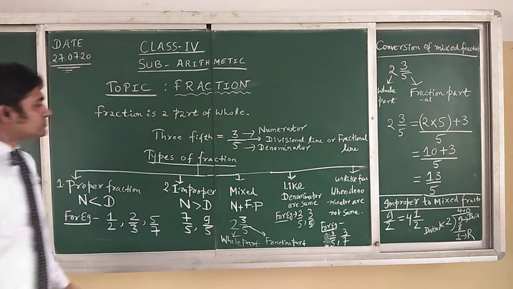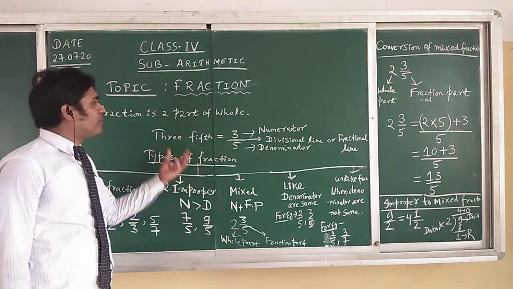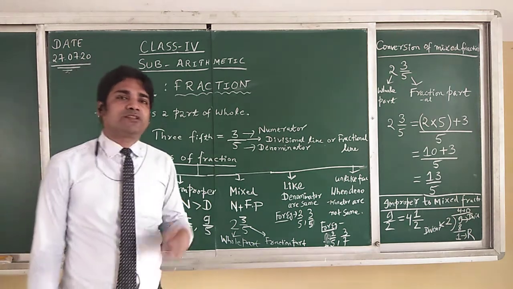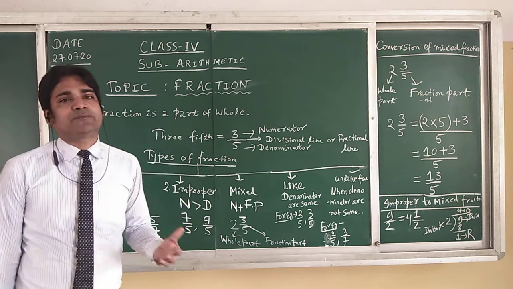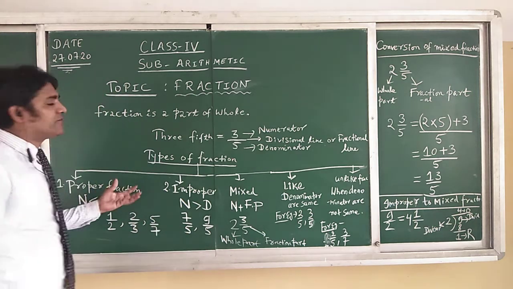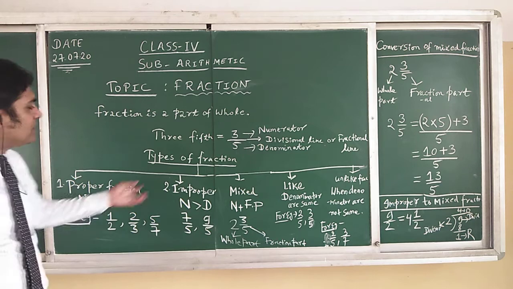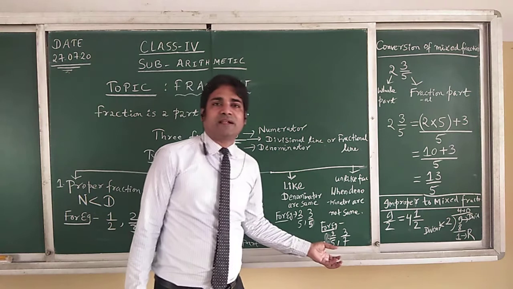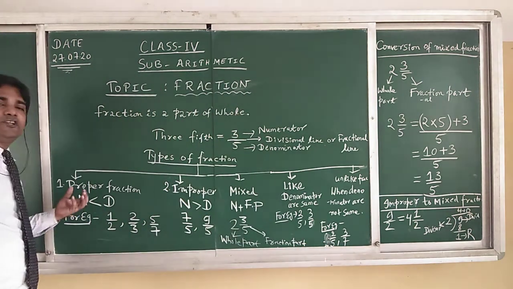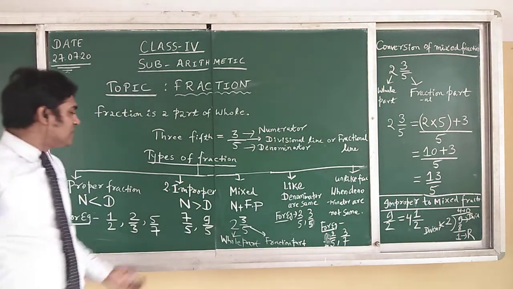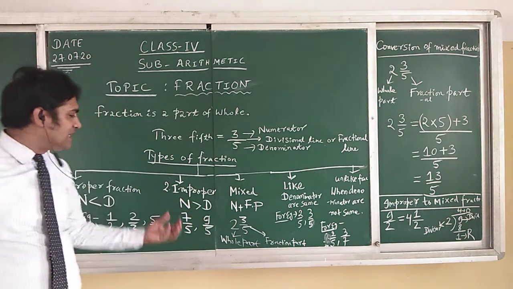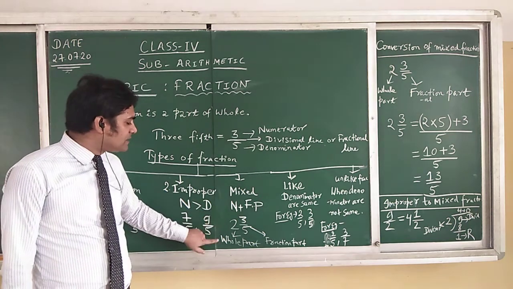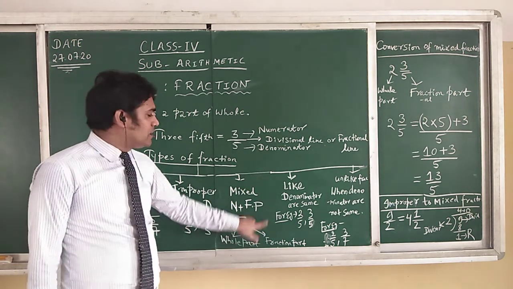Okay? Now, let us conclude our topic again, that we have learned fractions. What is a fraction? A fraction is a part of a whole. We have certain types of fraction. On the basis of their features, we have proper fraction, improper fraction, mixed fraction, like fraction, and unlike fraction. A proper fraction is when the numerator is lesser than the denominator. An improper fraction is when the numerator is greater than the denominator. A mixed fraction has one number in the whole part and another in the fractional part.